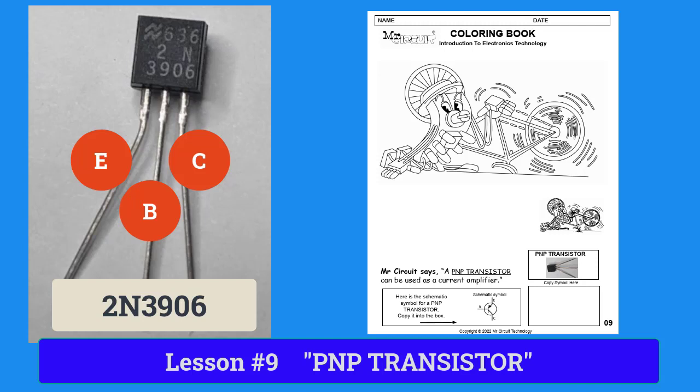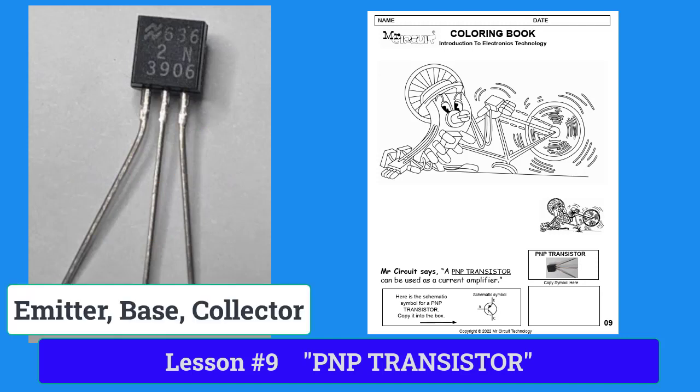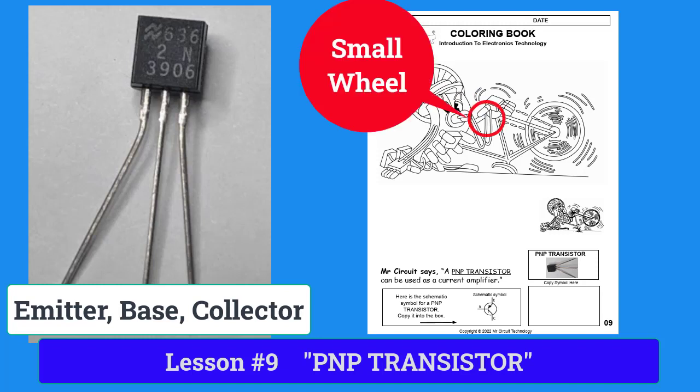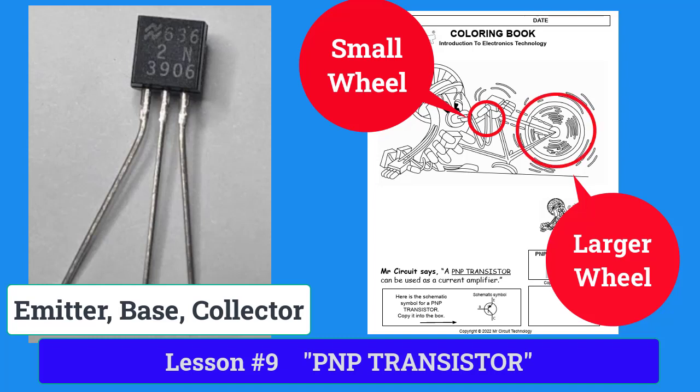On page 9, you see that the Mr. Circuit robot is cranking the pedals on a bicycle sprocket, making the rear wheel move very fast. Notice that the bicycle is pointed in the opposite direction as the bicycle on page 8. This is to draw your attention to the fact that the current travels in the opposite direction in a PNP when compared to an NPN.